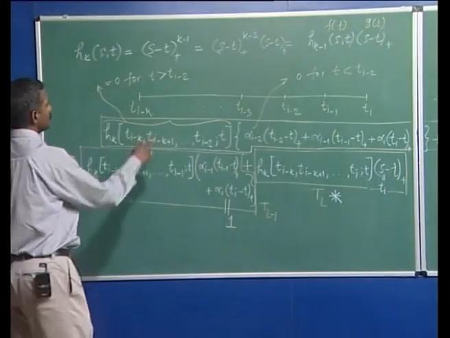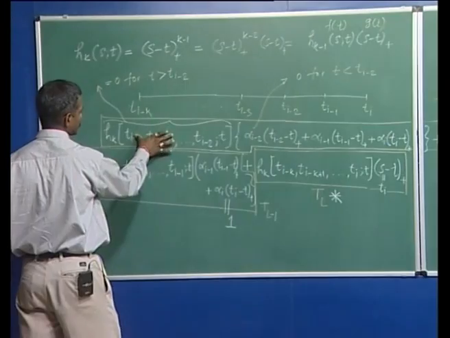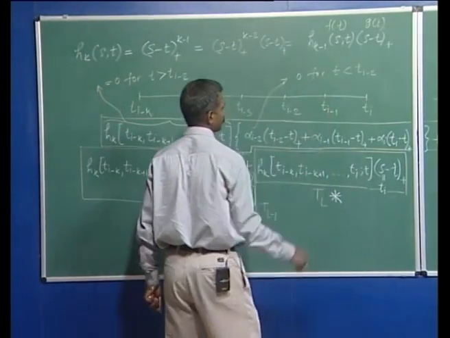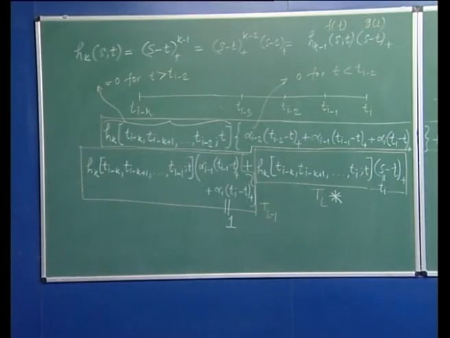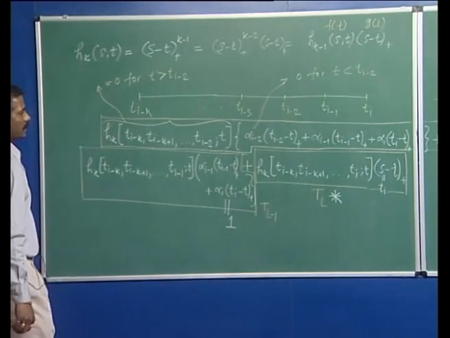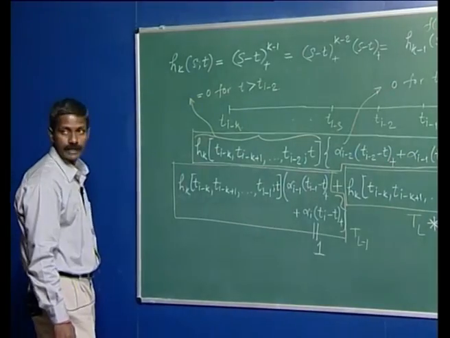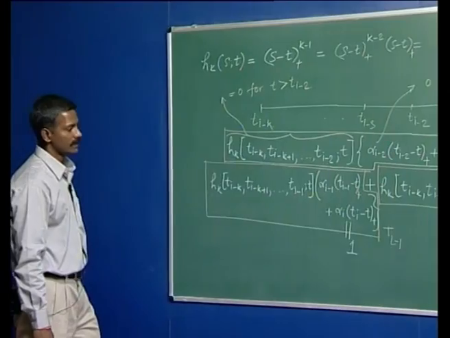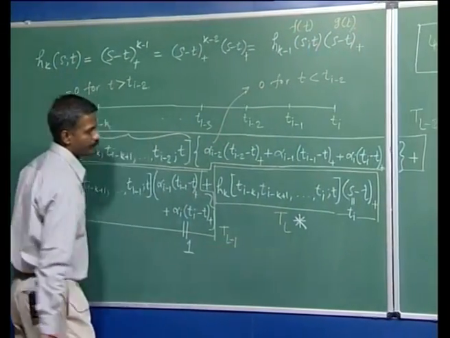And look at this combination here. For t larger than t_{i-2}, this is 0. For t smaller than t_{i-2}, this is 0. And if you extend this argument to all the terms before this term, you would see that all those terms will be 0. So we will be left with only t_{l-1} and t_l.